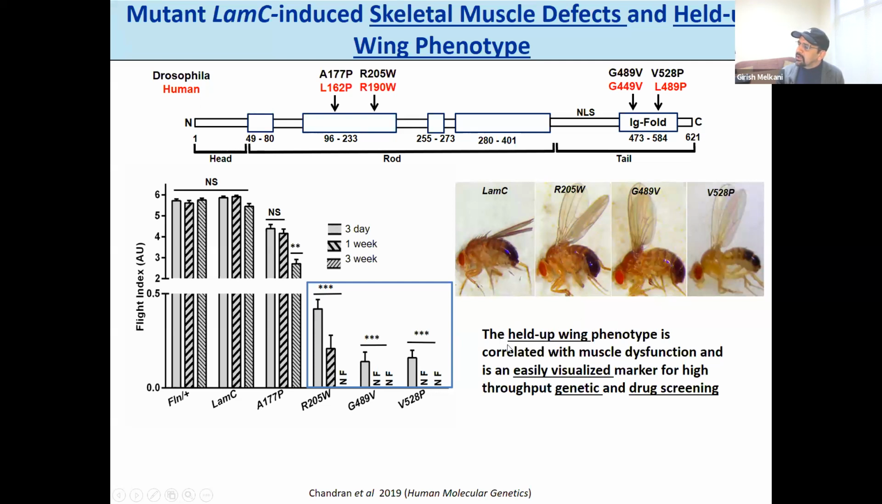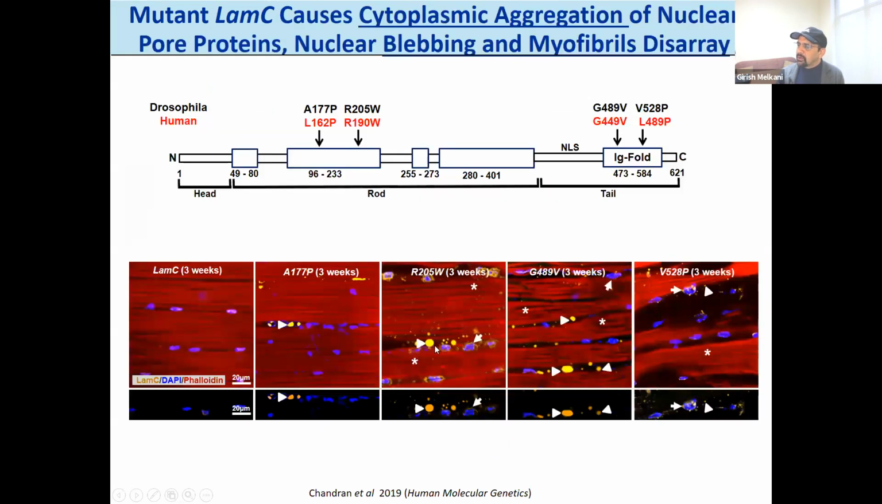This held-up wing phenotype correlates with muscle dysfunction, and it's an easily visualized marker that can be used for high throughput genetic and drug screening. That's what we are doing actually. Of course, it leads to mitochondrial and autophagic defects in the muscle, as we saw in the heart. Then we also looked at the cytoplasmic aggregates, and they correlate: more aggregates, more muscle dysfunction, as we have shown also.